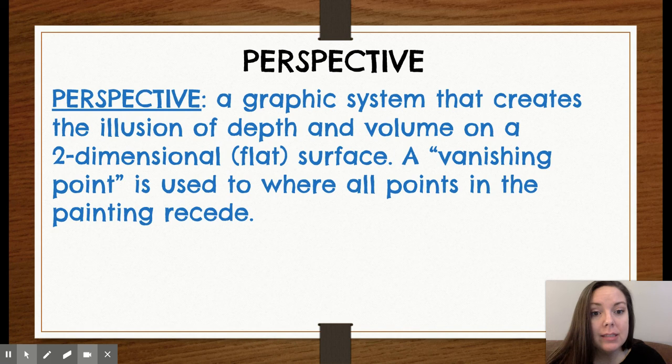Perspective. This is that graphic system that creates the illusion of depth and volume on a flat surface. There's always a vanishing point, to which all the points in the painting recede.